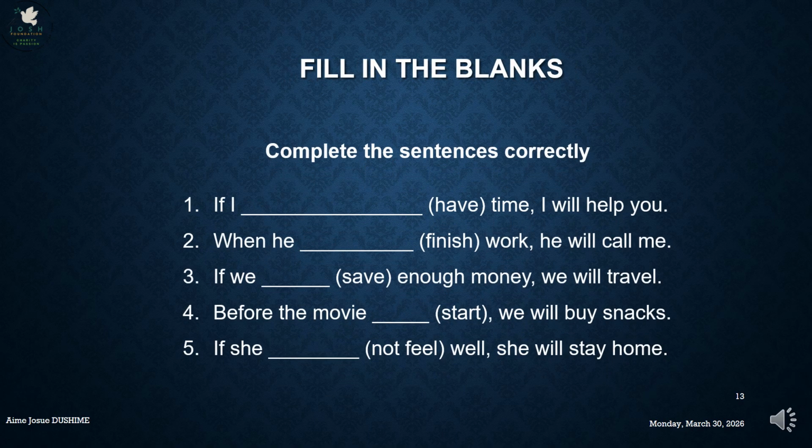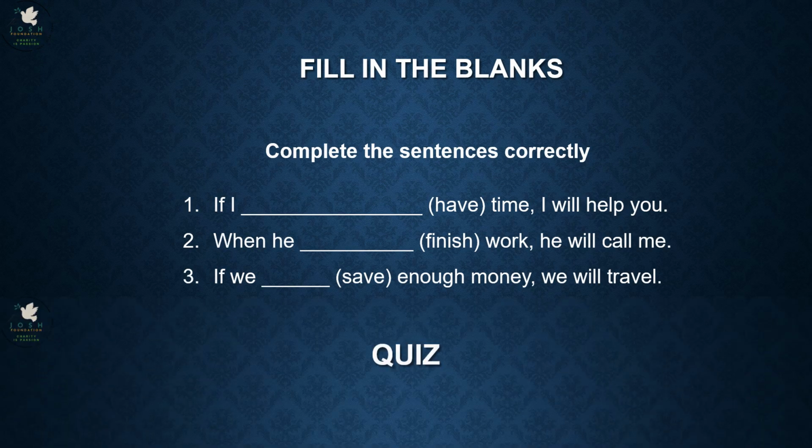Complete the sentence correctly here. If I dash dash time, I will help you. When he dash dash work, he will call me. If we dash dash enough money, we will travel. Before the movie dash dash, we will buy snacks. If she dash dash well, she will stay home.